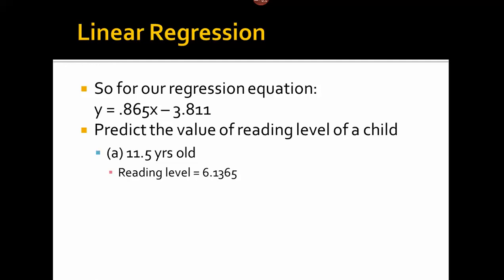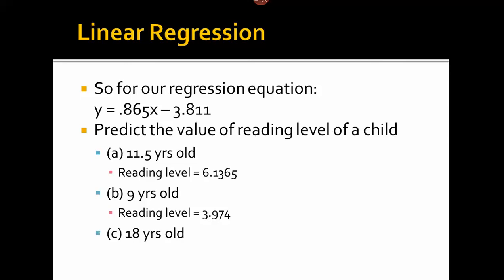The result you should get is a reading level of 6.1365. For a child who's 9 years old, go ahead and calculate that. All right, our result there is a reading level of 3.974. And last but not least, let's calculate the reading level of a child who's 18 years old. Okay, the result you should get there is 11.759, but then I have a but there.